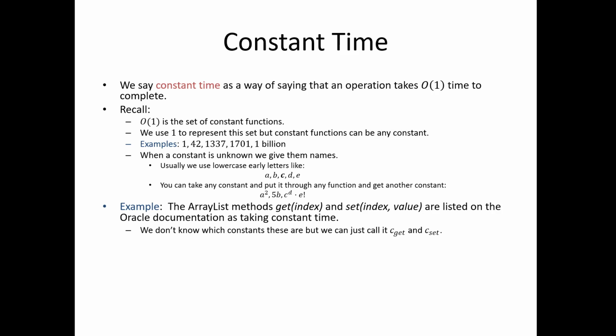And again, following our pattern above, we don't know what those constants are. That's not stated for us in the Oracle documentation. So we might as well just give them names. And so I've decided I'm going to give them the names cget and cset.